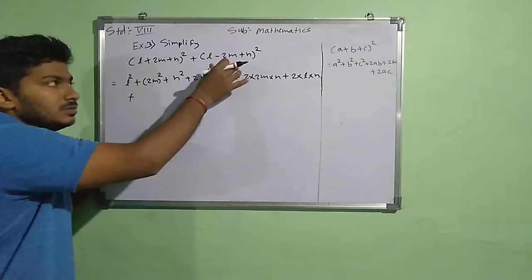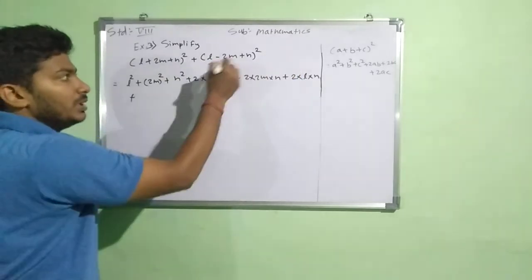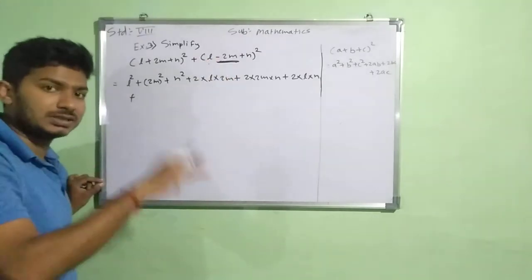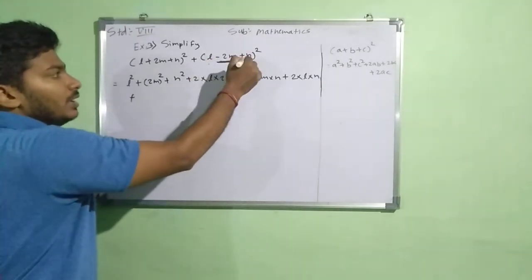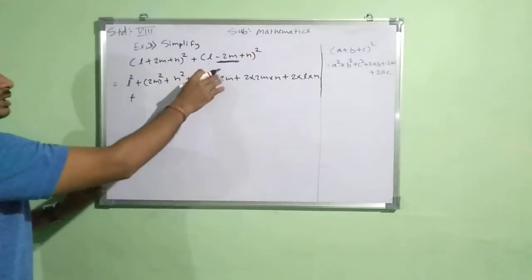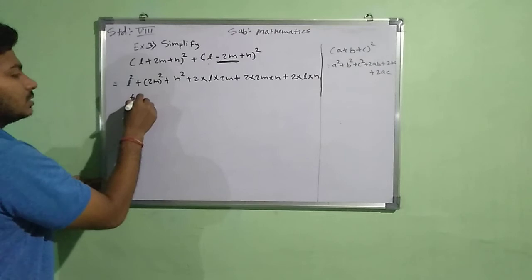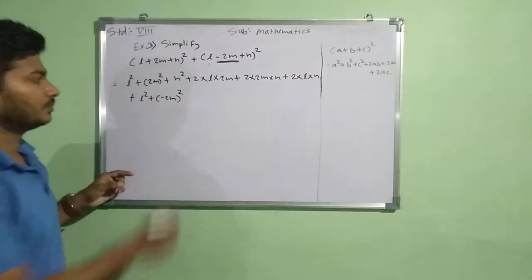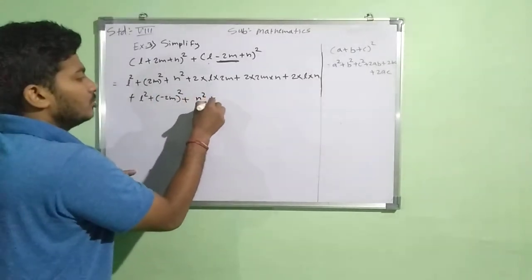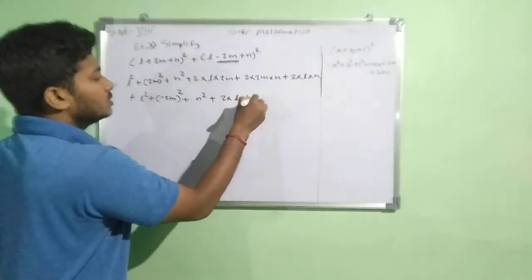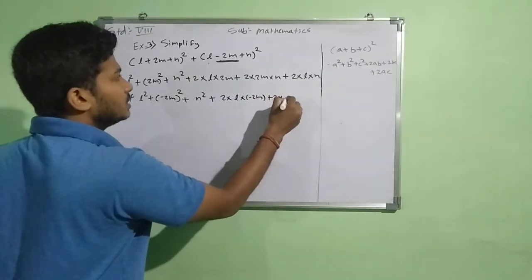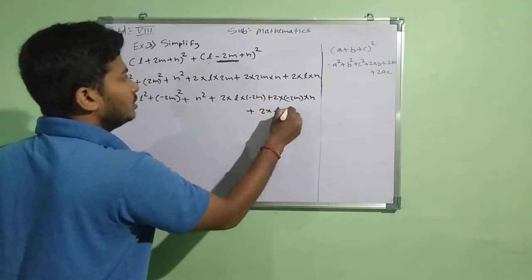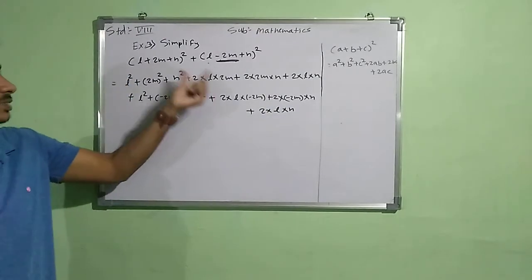If you carefully look at that second term, the value of a is l here and the value of b is minus 2m, and we have to use the minus 2m value of b, not 2m. And the value of c is the same. So that thing we will do for the second term, which is first term square plus (minus 2m) bracket square, the value of b is minus 2m, plus value of c, n square, plus 2 multiplication l into minus 2m, plus 2 multiplication minus 2m into n, plus 2 multiplication l into n. This is the expansion of the second term, and this one is the expansion of the first term.